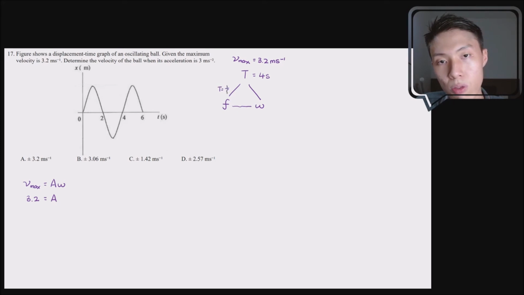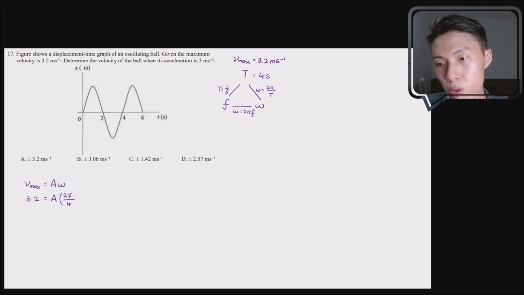The period is 1 over f. The omega is 2 pi f. And omega is also 2 pi divided by the period. So all three of these are related to each other. You get one, you basically get all of them. So if you want to find omega, what you need to do is to find 2 pi over period.